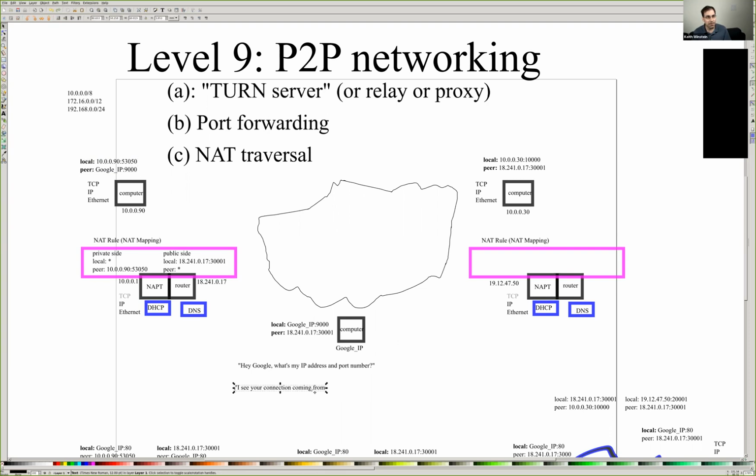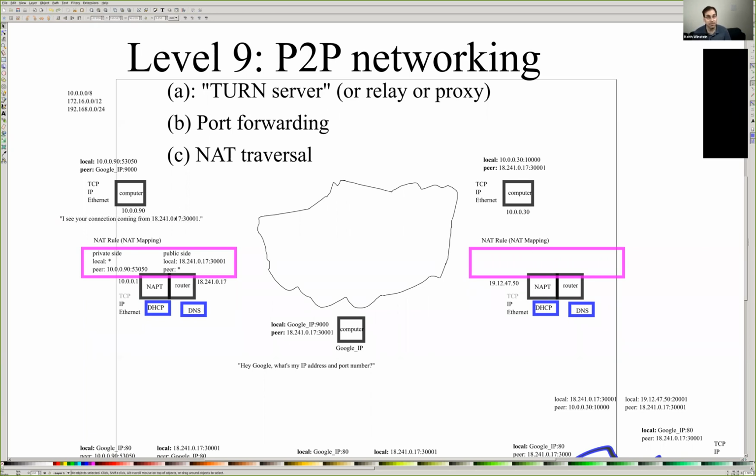So this is really valuable information because this computer had no idea what the public IP address and public port number was until it heard it from someone with an external perspective. So Google says, I see your connection coming from 18.241.0.17 port 30,001. So Google sends this information back to this computer. This is the first time that this computer learns its public IP address and public port number.